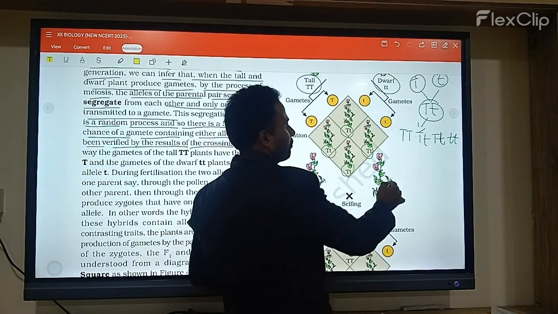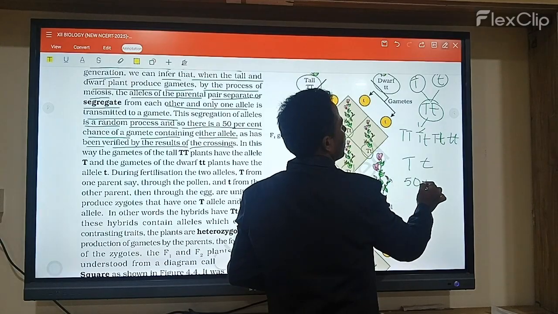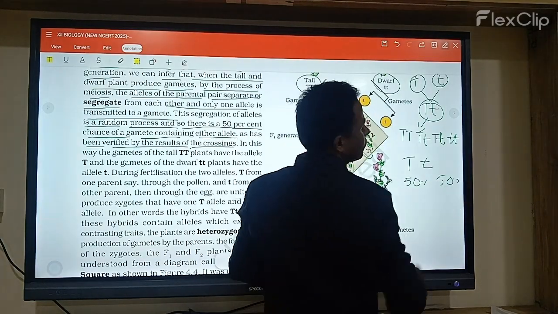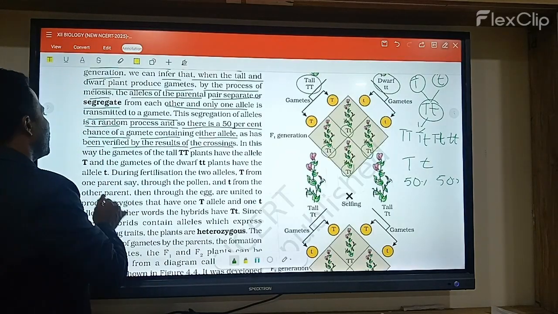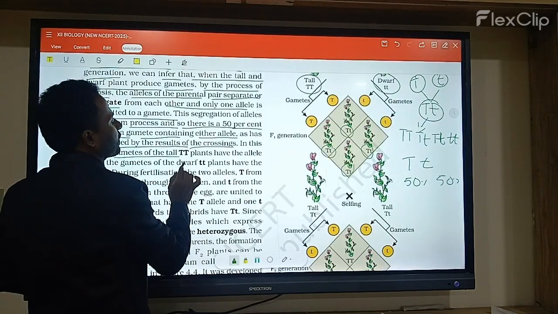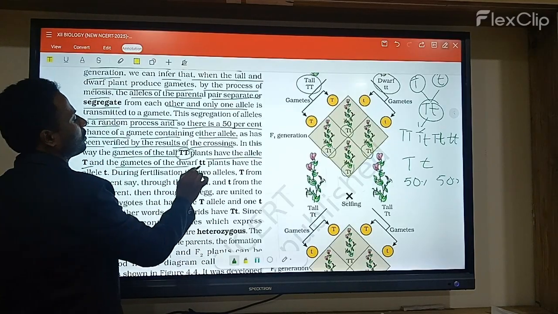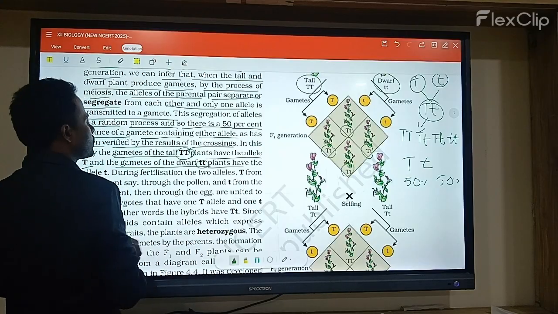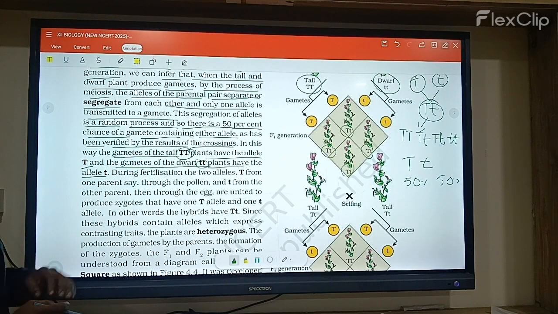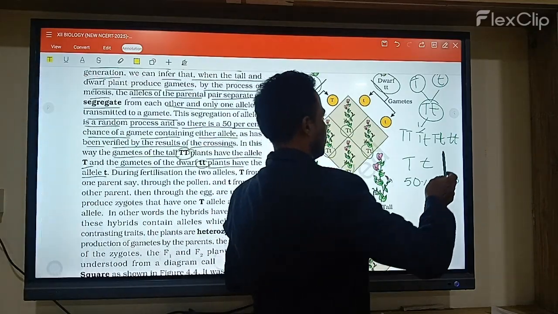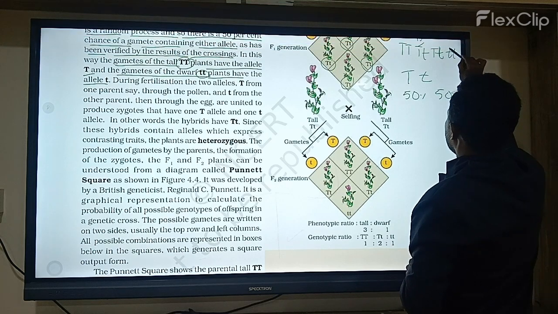Mostly 50%. See here in the F1 generation, 50% of the characters come from each parent. So capital T 50% and small t 50%. In the gametes of the tall plants, the allele is capital T. The gametes of the dwarf plants also have an allele, that is small t. So one is completely capital T, and the other is small t.